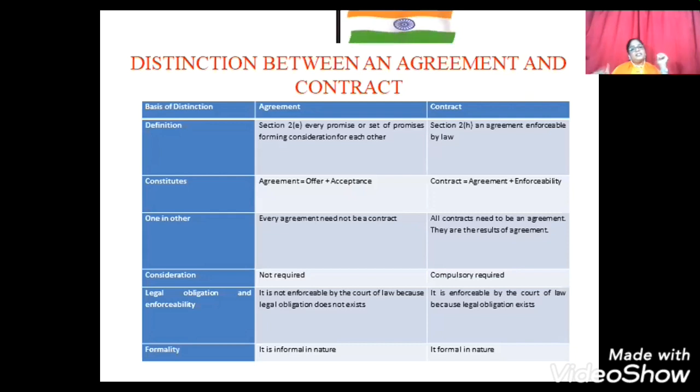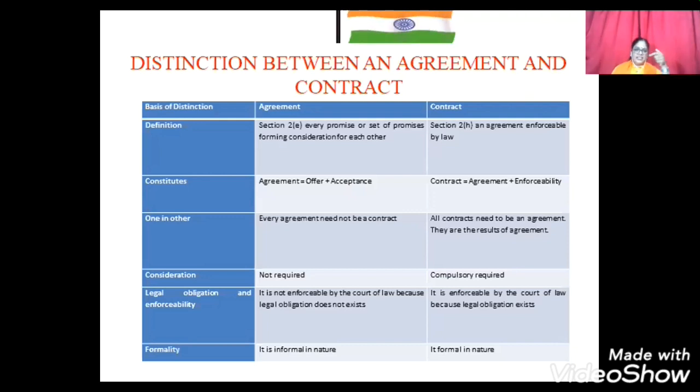Right, then in contract there are two terms again, agreement and enforceability. I told you that there must be an agreement and there must be an enforceability. If there is no enforceability, then there is no contract. So enforceability is the lifeline of the contract. It is just like a soul in the physical body. If there is no soul, then the body is waste. If there is no enforceability, then contract is waste.